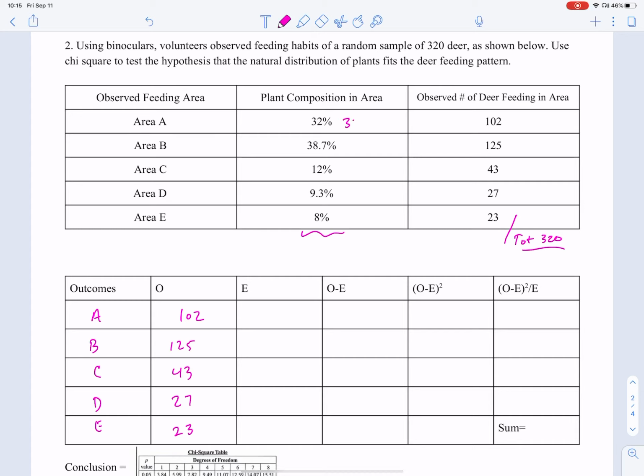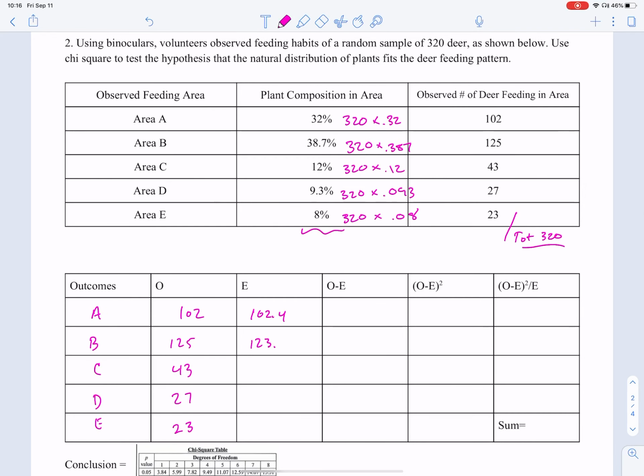Essentially what you do here is 320 times the frequency, or the percent. It's the same thing. We just convert the percent to a decimal, and multiply 320 by the expected frequency of plant composition. The numbers it gives you are going to be 102.4 for area A, 123.84 for area B, 38.4 for area C, 29.76 for D, and 25.6 for E.